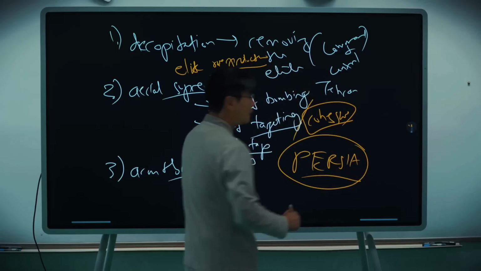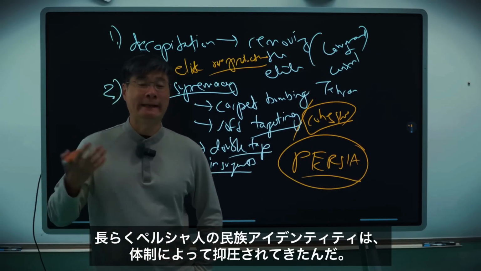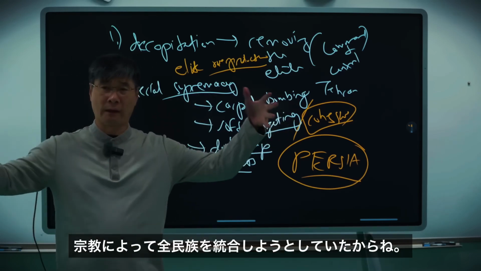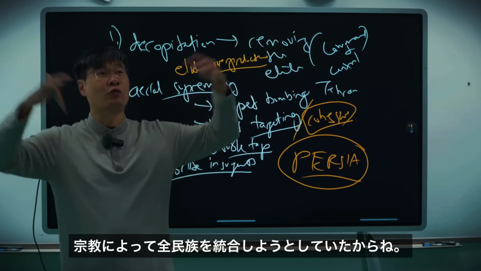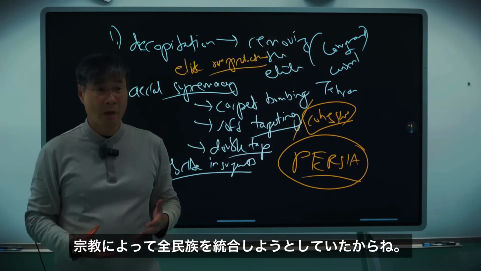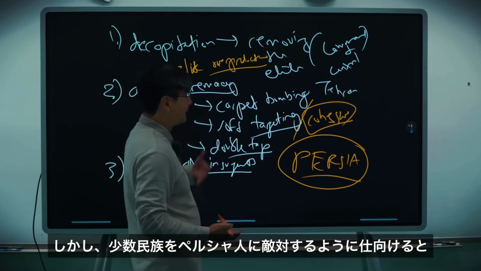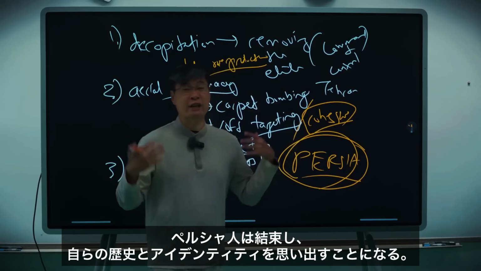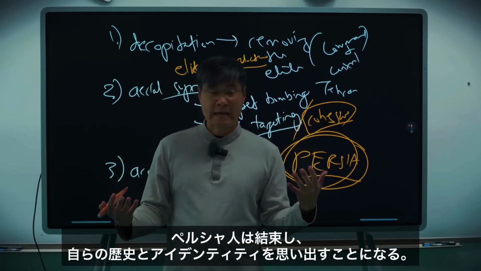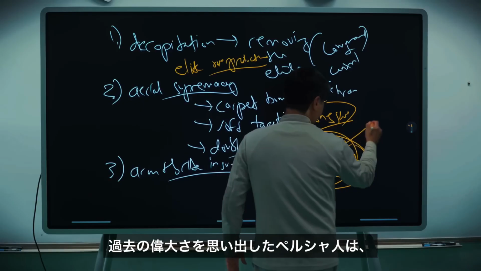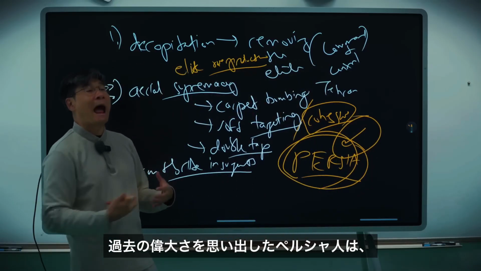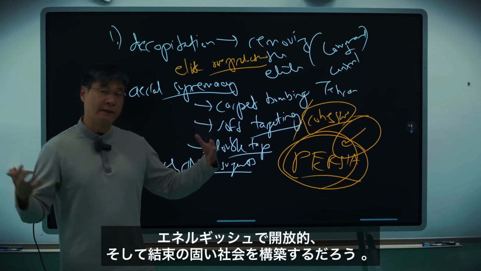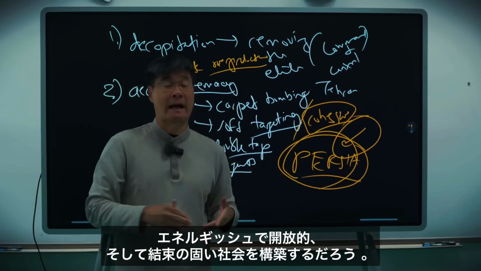Right? For the longest time, the Persian national identity was suppressed by the theocracy because they want to create a grand religion that unites all ethnicities. When you turn the other minorities against the Iranians, then the Persian people have to come together and remember their history, celebrate their identity. And this is the key, okay? Once the Persian people are able to activate their long-lost memories, go back in the past and remember their greatness, they come together as an energetic, open, and cohesive society.